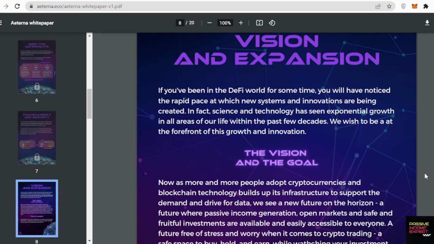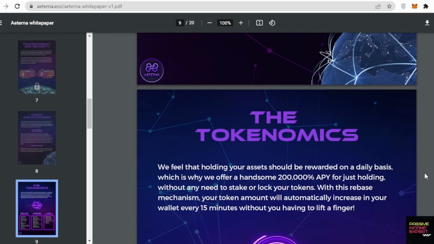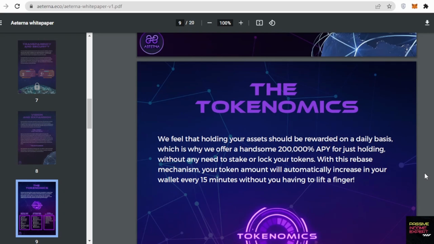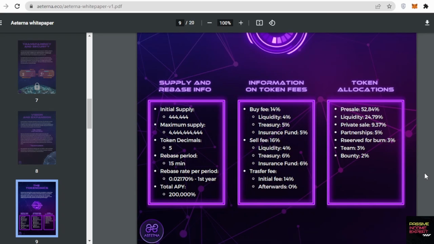Then vision and expansion, and I've already shown you the roadmap. So their expansion is going to be huge. Then let's go down a bit. That's the tokenomics. Initially, they're offering 200,000% APY, which is quite good. Then the initial supply, maximum supply, buy fees and sell fees, I've already explained. Now let's see how the token allocation is being done.